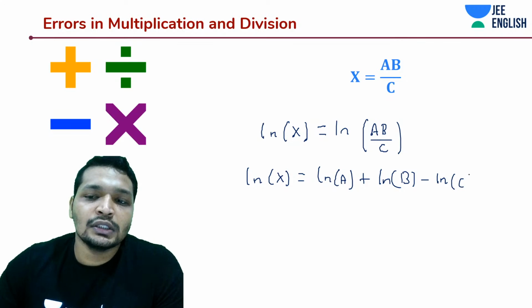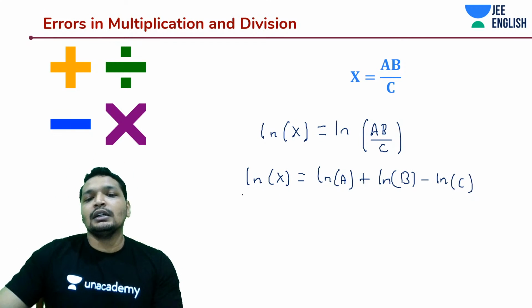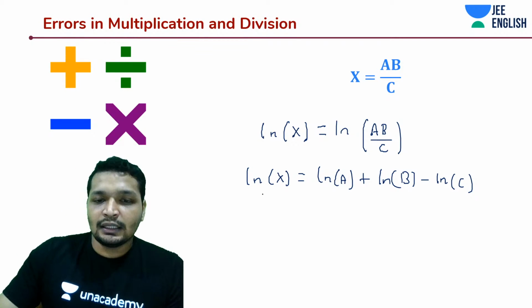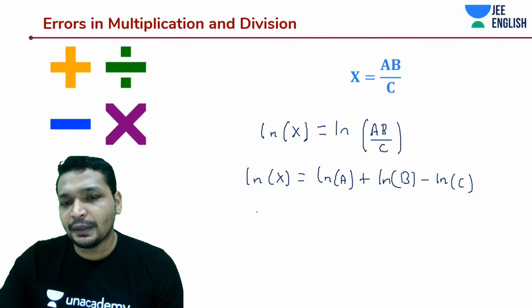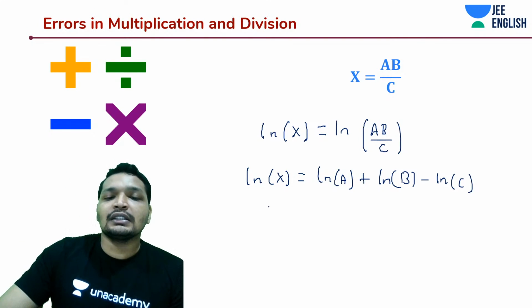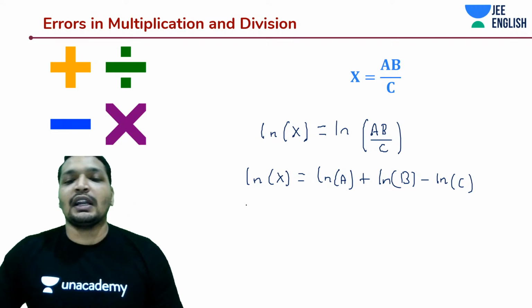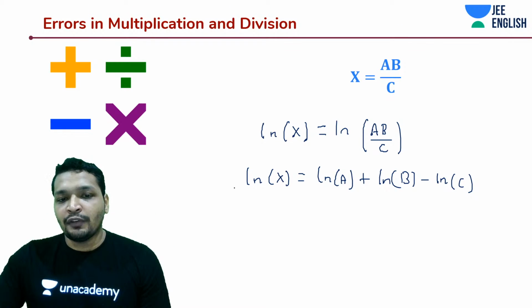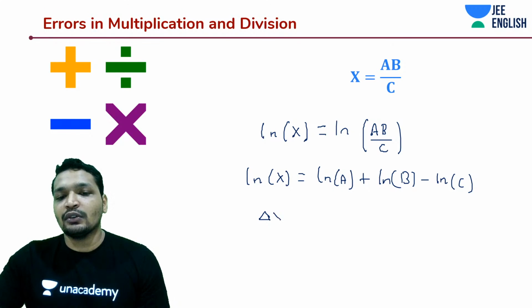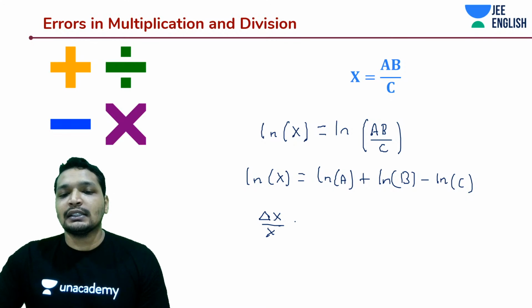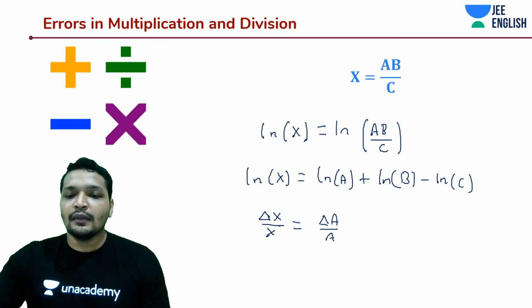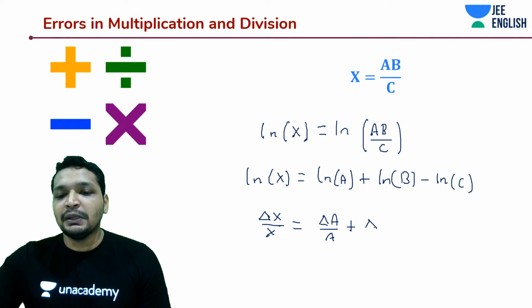Minus of log c. Right? So if I'm going to ask you what is the max error in log x, you're going to differentiate and see what is going to happen. But at the same time, in error, it's going to be all additive, no subtraction. Okay. So the max error in x, if I'm differentiating it with respect to some other quantity, just assume, and we have cancelled out the quantity, delta x by x is nothing but delta a by a plus delta b by b.